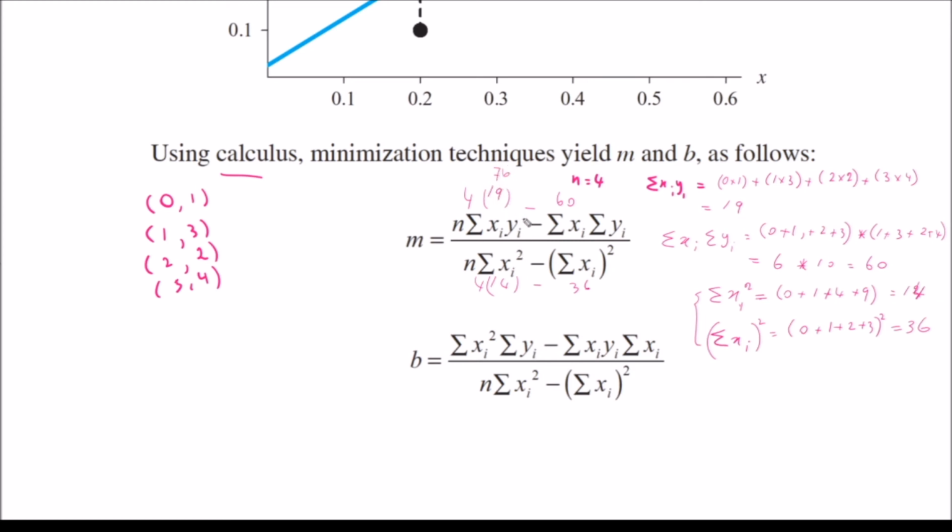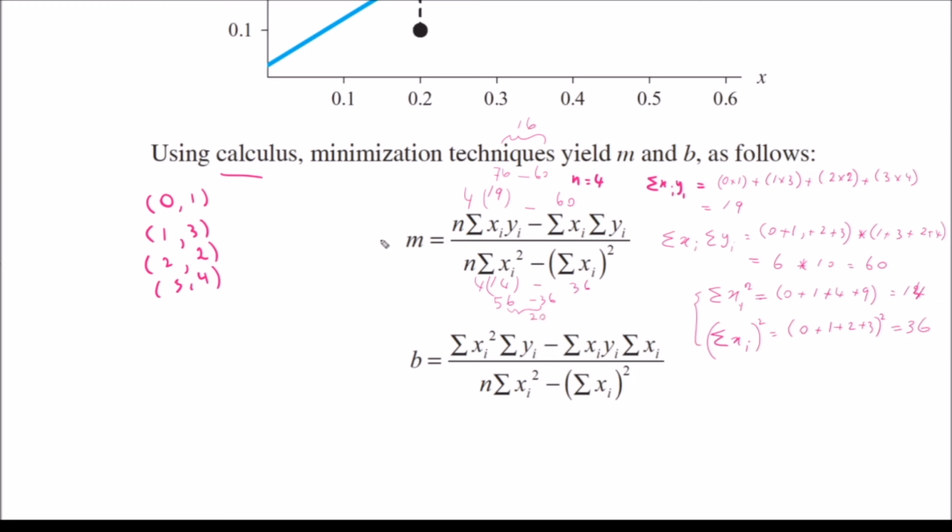Yes, 76 minus 60 is the top part, right? And so this will give you nothing but 16. And the bottom here is 14 times 4, which is 56, right? Yeah, and 56 minus 36 is nothing but, I get 20, right?